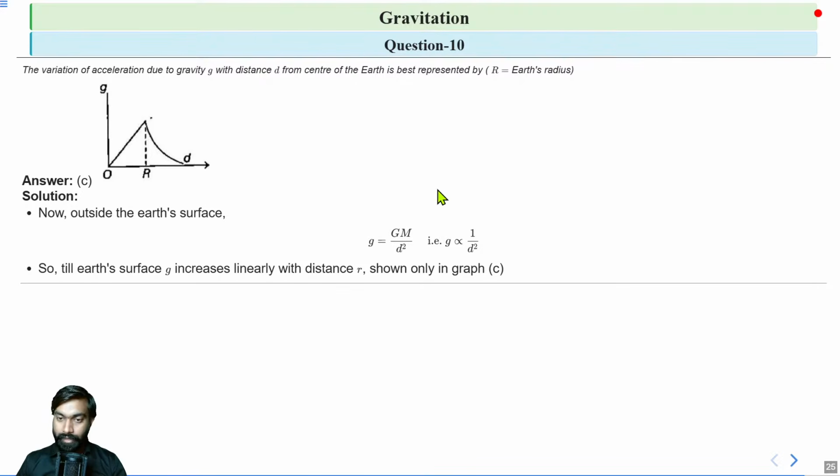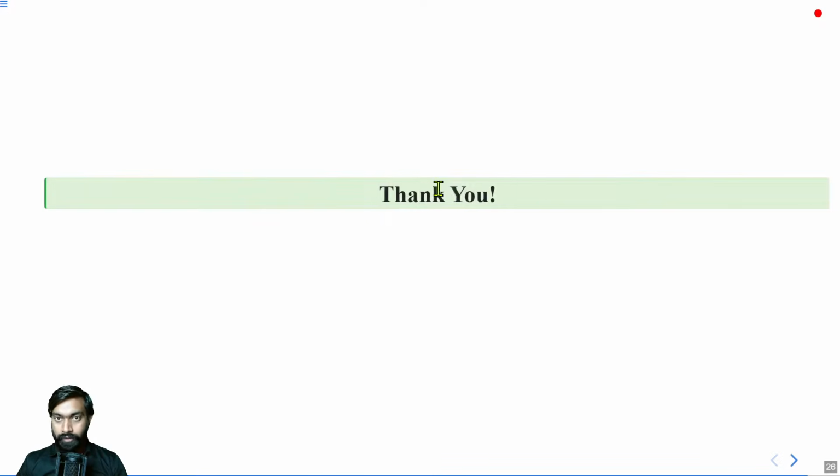All right. Thank you for your attention, everyone. So that's all for today. In the next class, we will learn gravitation part 2, and we will also solve some more practice questions that improve your preparation, and you will achieve more marks in the examination, and due to these practice questions your problem solving skills will be built up.